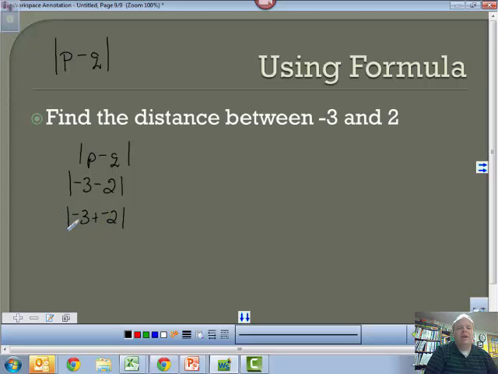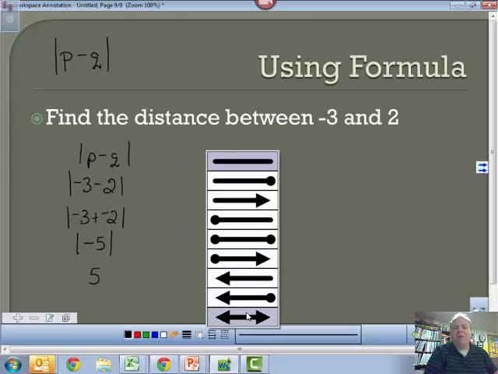Okay. So -3 plus 2 is -5. Now, what is the absolute value of -5? Well, how far from 0 is -5? If I put my number line up here, I would figure it out pretty quickly that it is 5 units from 0. And if I draw out my number line, let's see how this equation works.